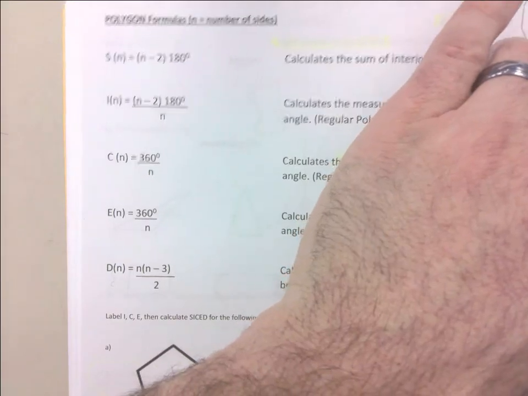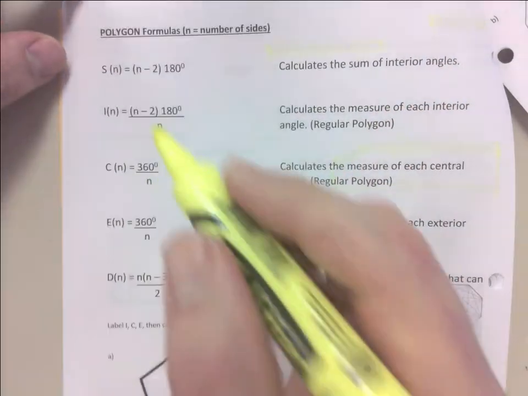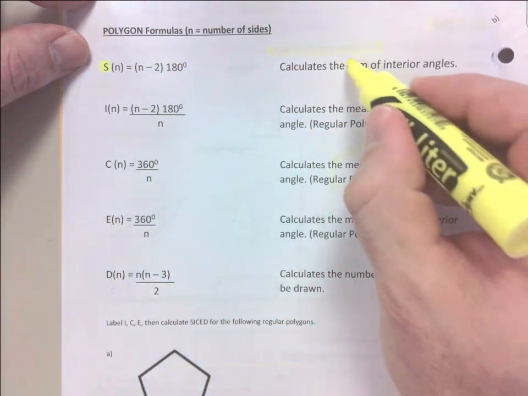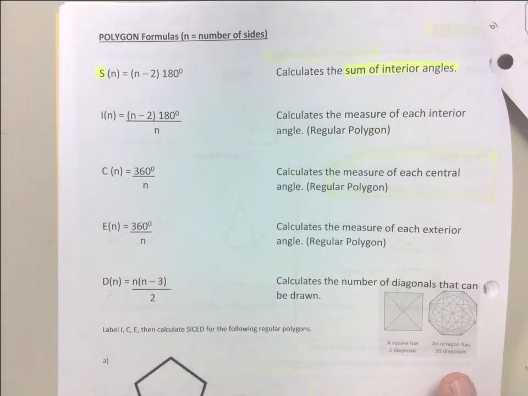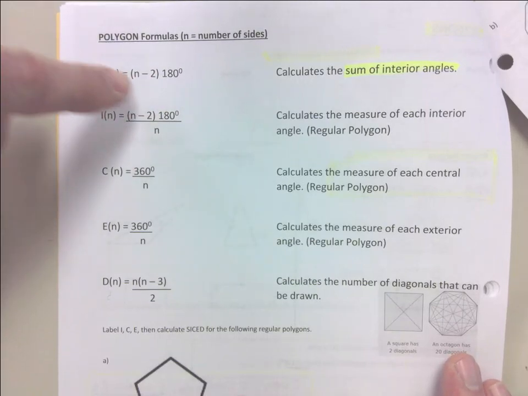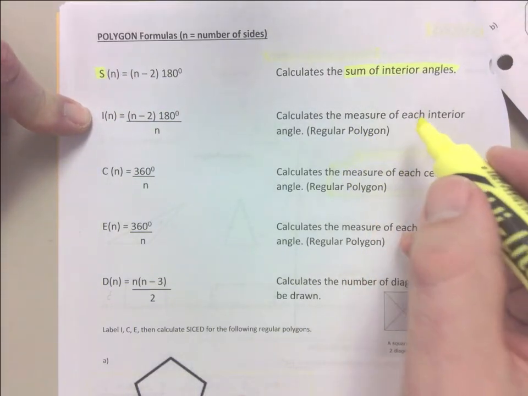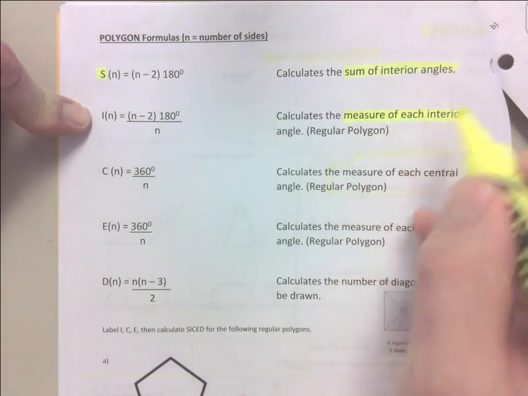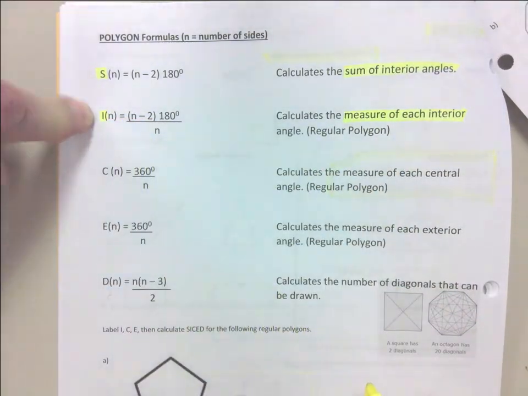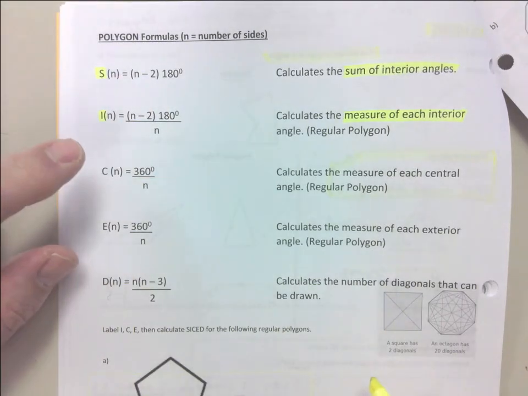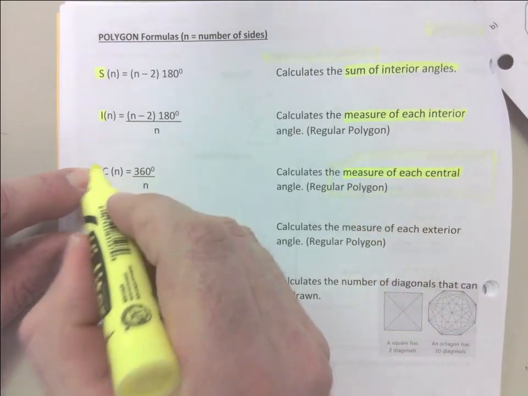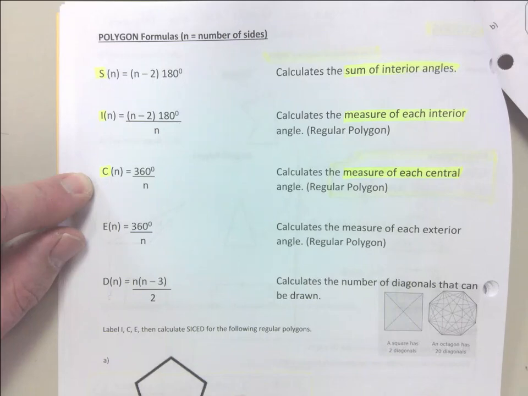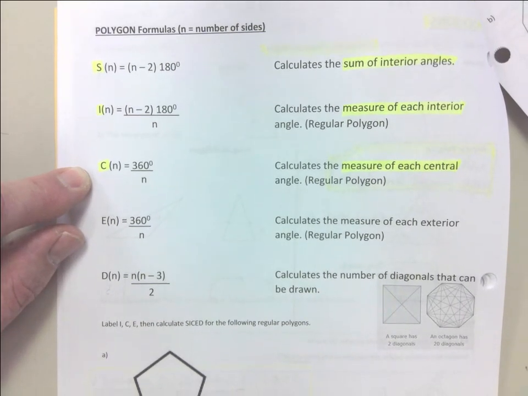Let me highlight this. Stay with me. S is the sum of interior angles. If you want to know what the interior angles all add up to, use this formula, okay? If you want to know the measure of each interior angle, use that one. Use this formula right here. If you want to know the measure of each central angle, use this one. I will show you where they are, so don't panic just yet, okay?